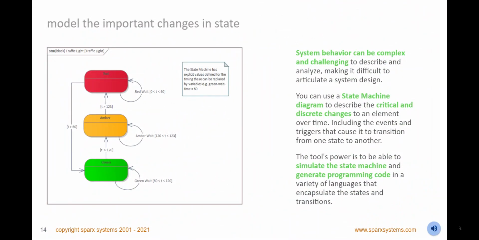Model the important changes in state that parts of the system undergo during their lifetime, and model the transitions from one state to another. Use colors and line styles to create expressive diagrams and add triggers, guards, and actions to further qualify and express the state changes. Generate programming code directly from the models, and run simple or executable simulations to visualize the changes in state.